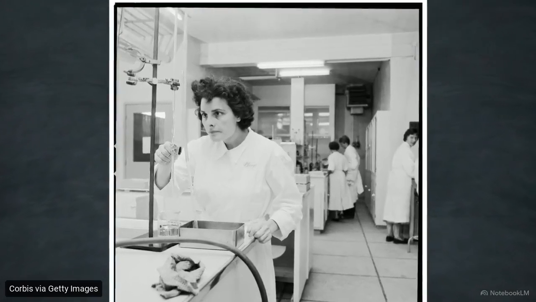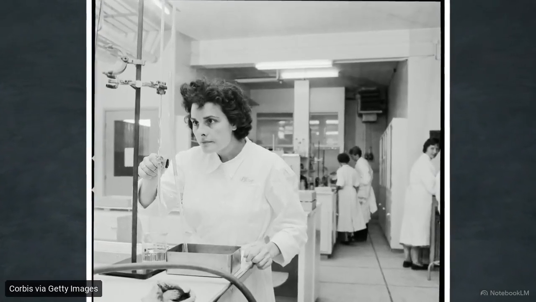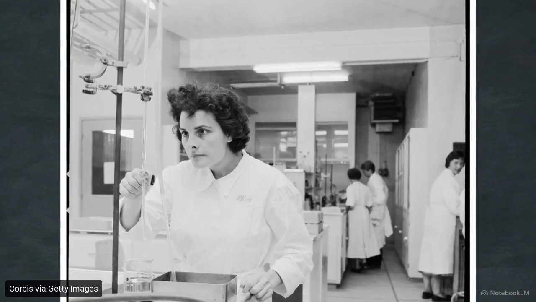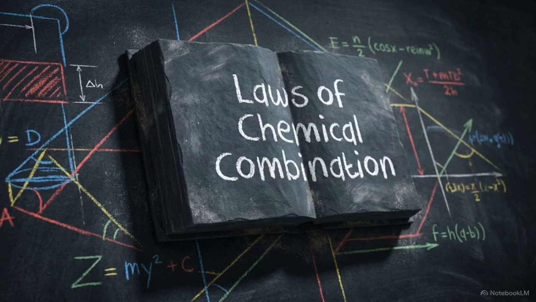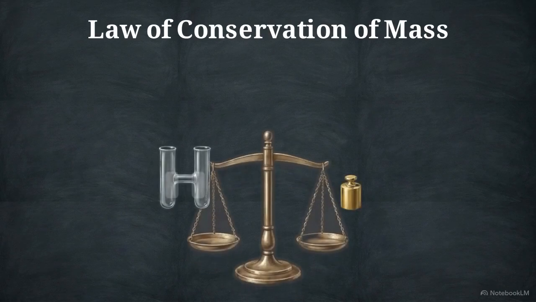Chemistry provides the rule book for how everything in the universe interacts, combines, and changes. Matter is anything that has mass and takes up space. To understand how basic elements build the complexity of the world around us, we must first master the laws of chemical combination. The first of these is the law of conservation of mass.